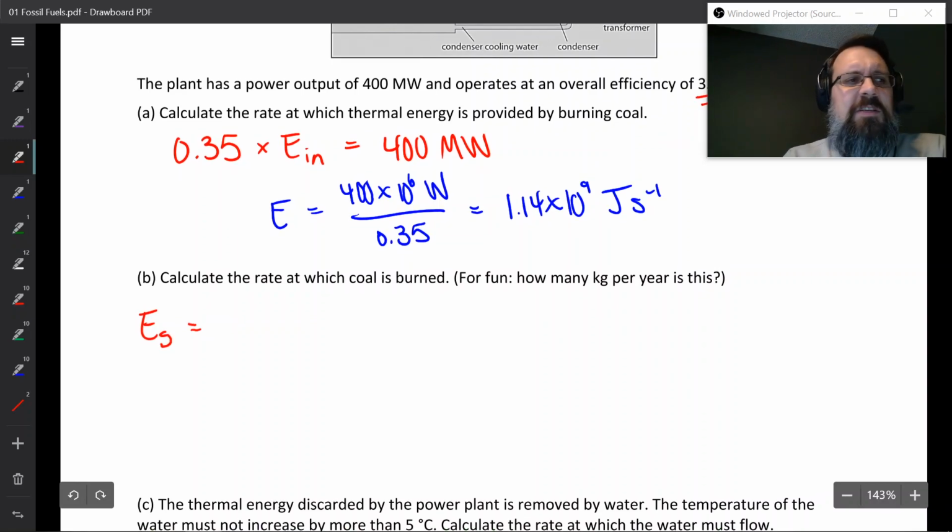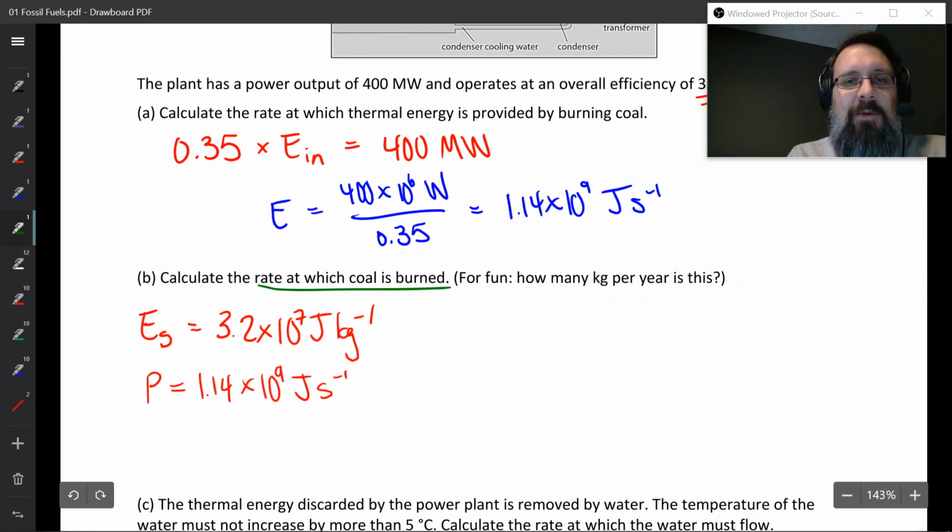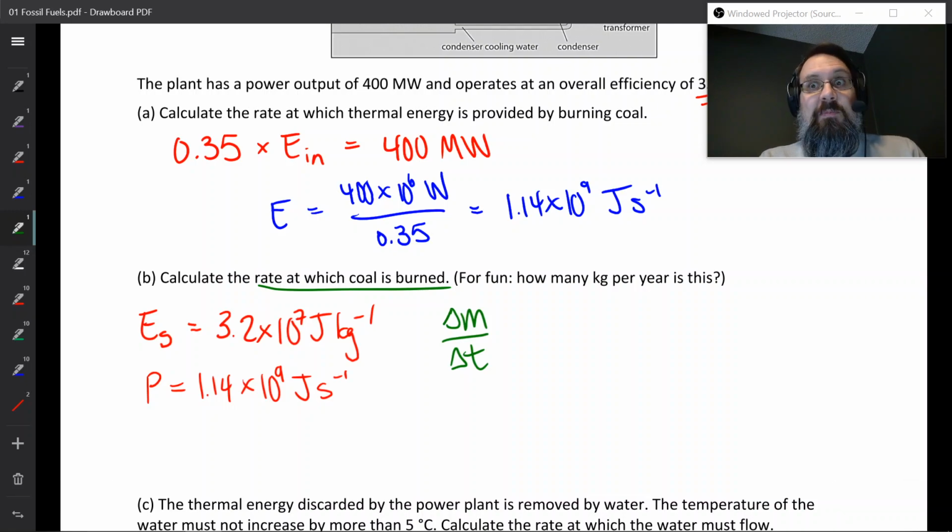So we know that the specific energy of coal, this is from the front, was 3.2 times 10 to the 7 joules per kilogram. And then we also know that the power that we need to get from burning this coal is up here. It's 1.14 times 10 to the 9 joules per second. Okay, so what we're looking for is the rate at which coal is burned. So that's the delta M over delta T. That's what mass per second of fuel is being burned is what we're looking for.